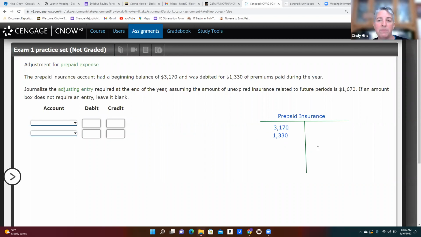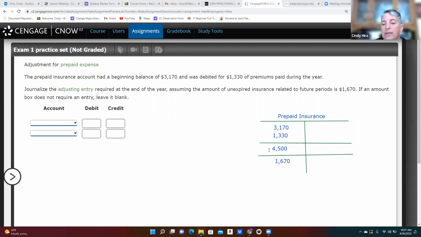And when we get to that adjustment period, we look at that and say, yeah, but do we really have $4,500 worth of insurance left? And we do an analysis of what was in there, and it tells us the amount of unexpired insurance is $1,670. And I'm just putting these in here so I can balance this account. What that means is that we know that the ending balance in this account ought to be $1,670, because that is the value of insurance that hasn't yet expired, that we still have left.